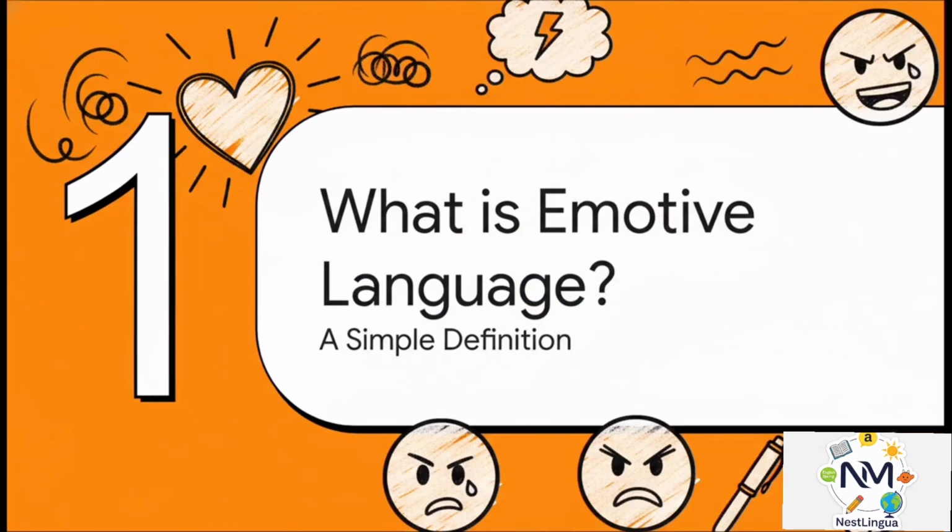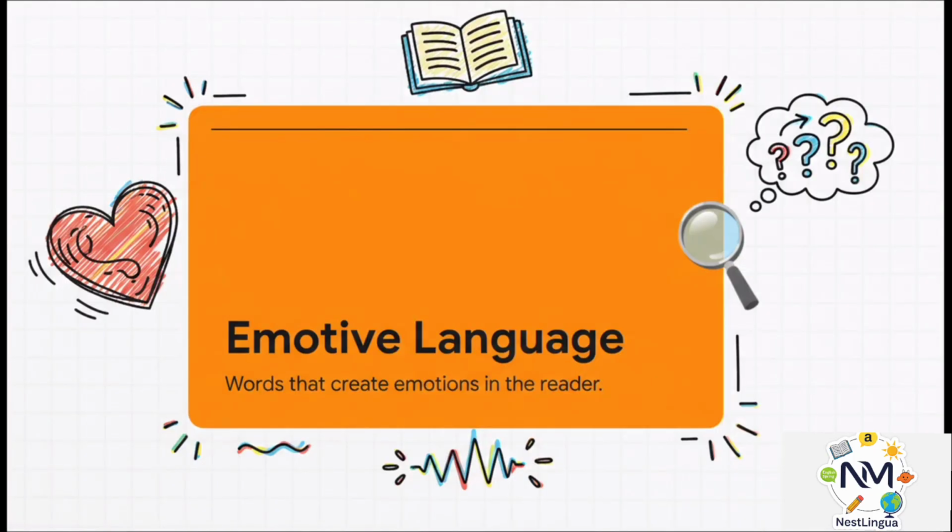So, first things first. What exactly is this stuff, this emotive language? Well, the official definition is that it's all about choosing your words deliberately, on purpose, to make your reader feel a specific emotion. Now, those are the key ideas here, deliberately and emotional response. This isn't an accident, it's a writer making a very smart choice to guide your feelings.